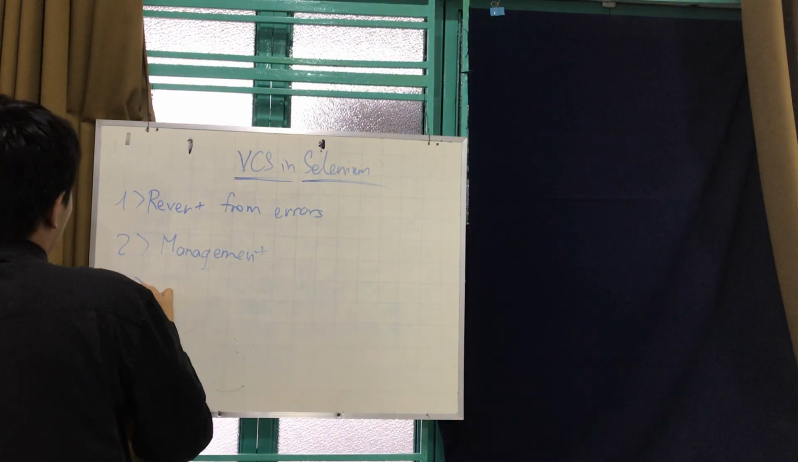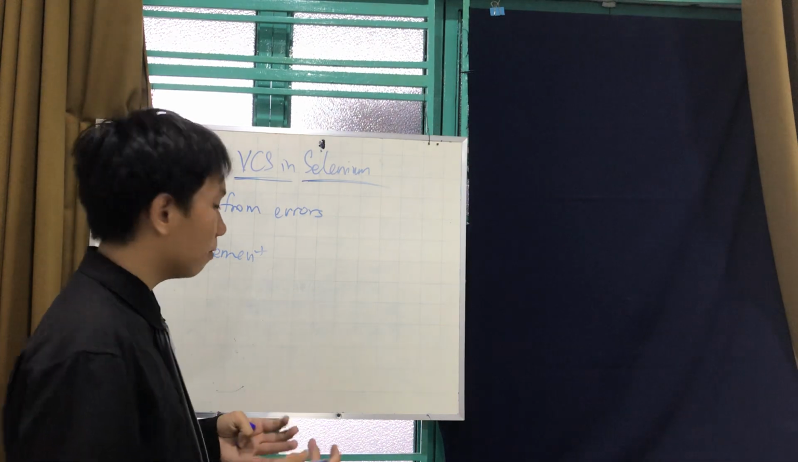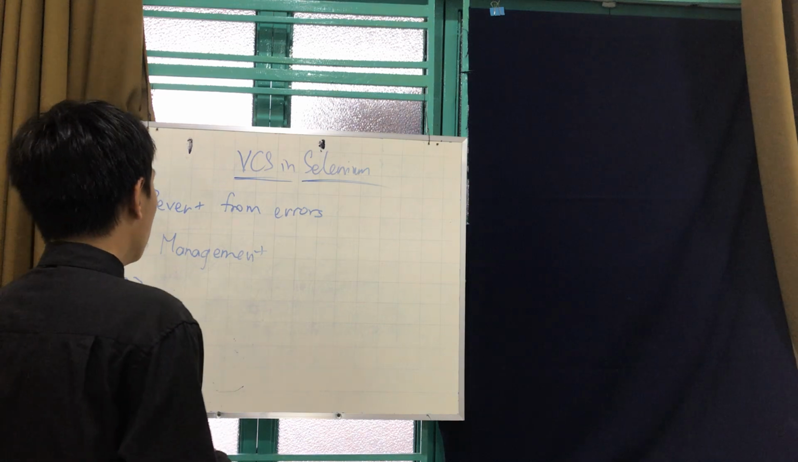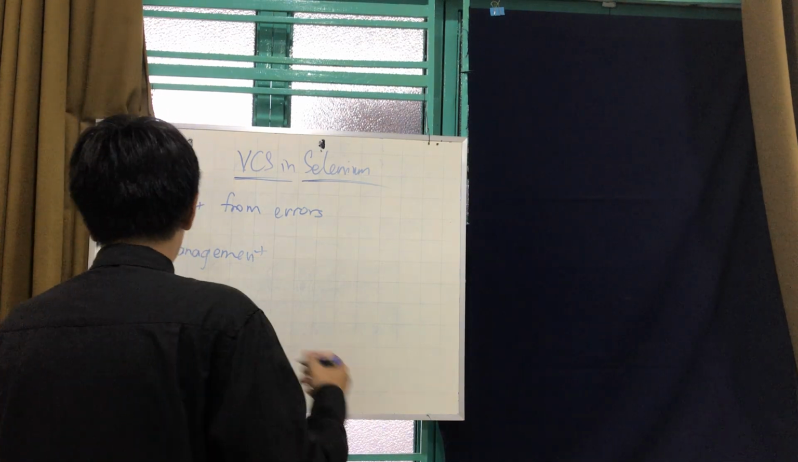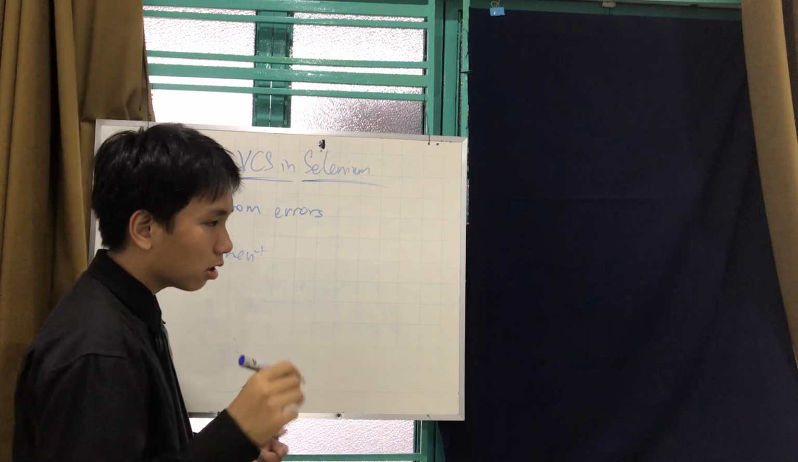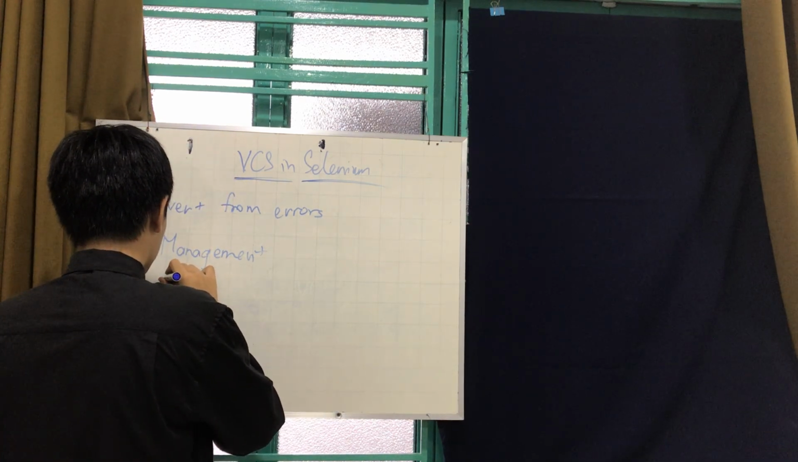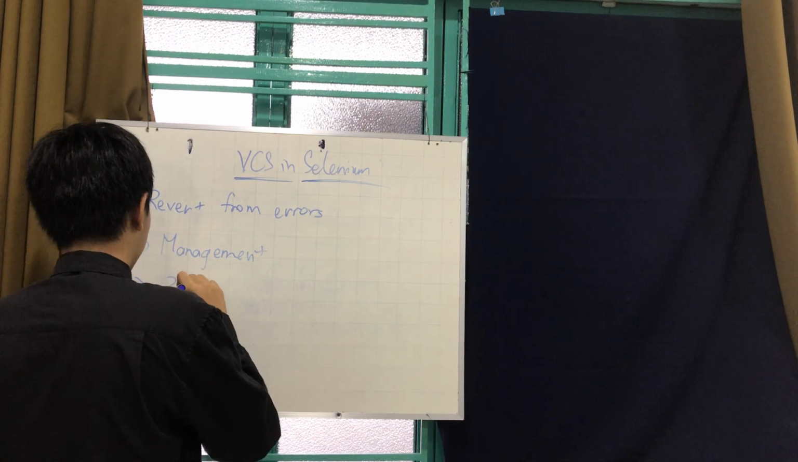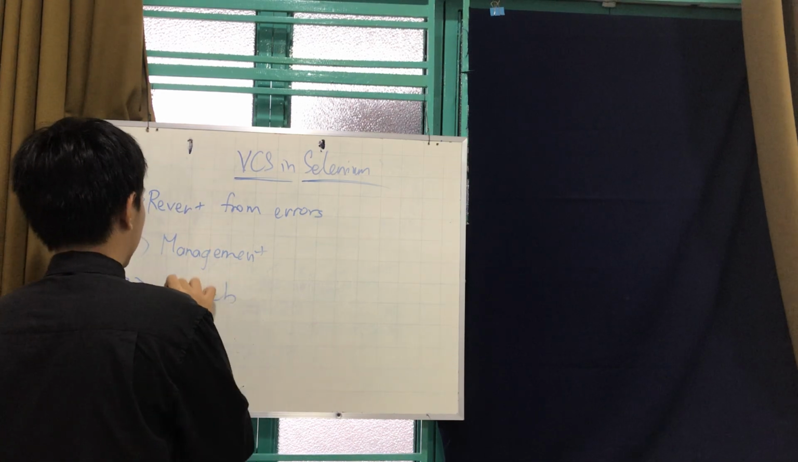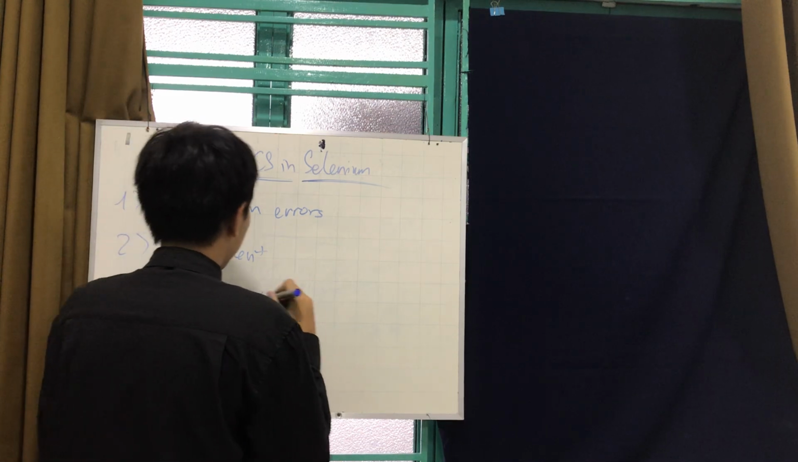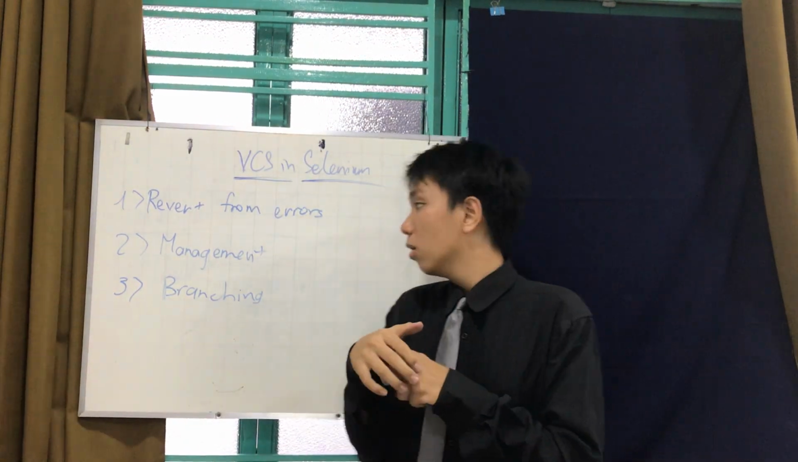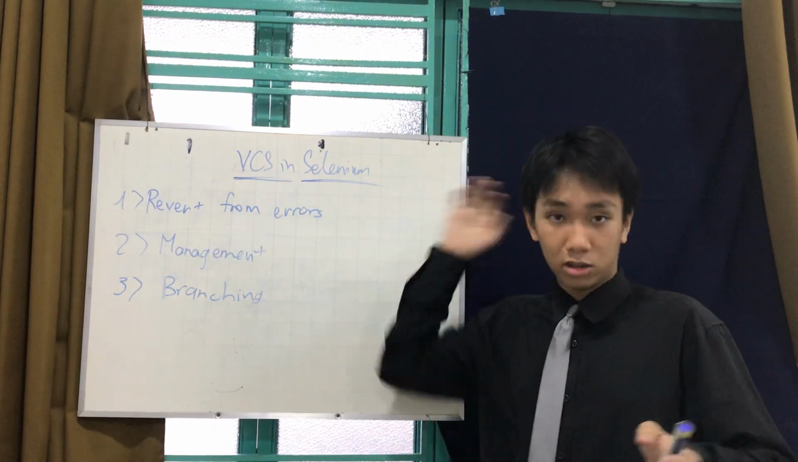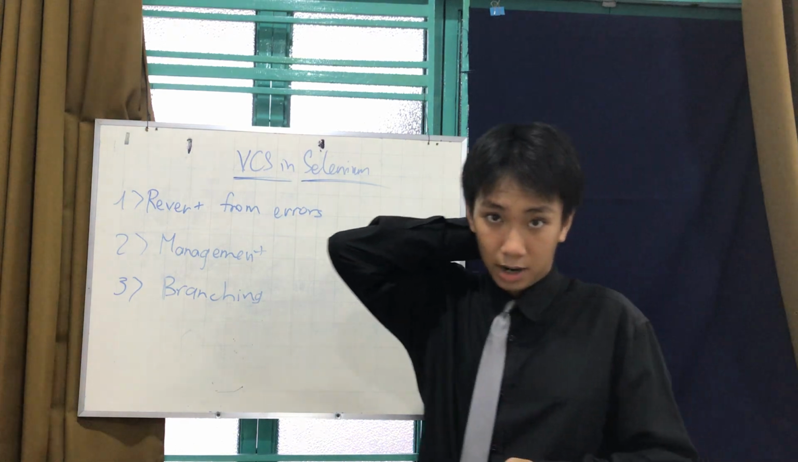Third benefit. My ideal goal is 3 benefits, so let's brainstorm another benefit of version control in Selenium. Branching. Yep, branching. As I said before, version control system lets you revert from your errors, but branching is more efficient in my idea.